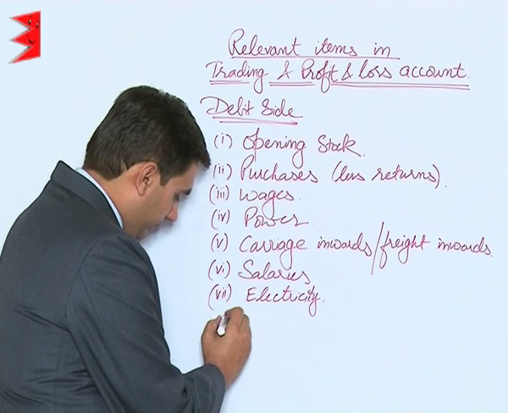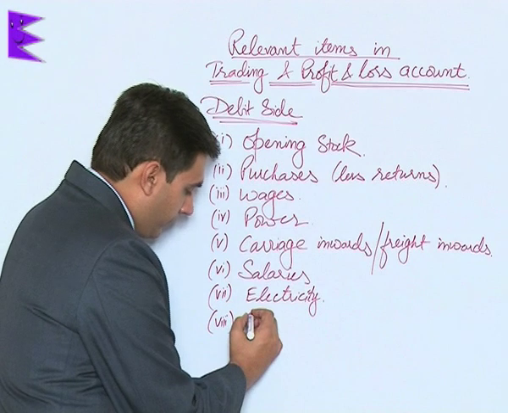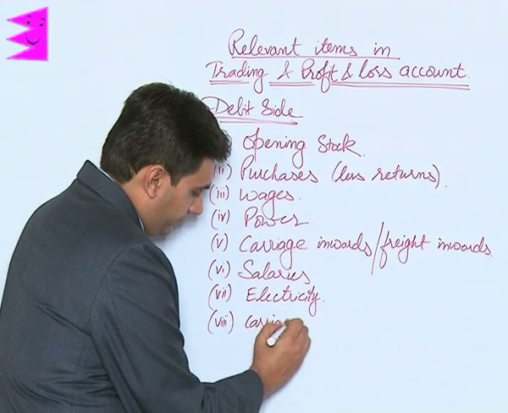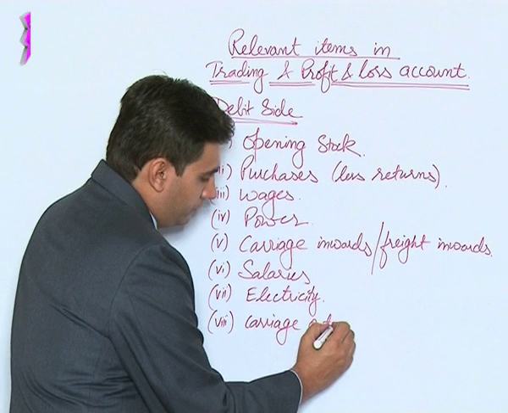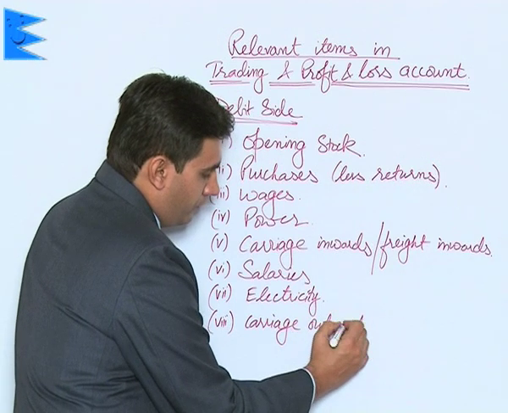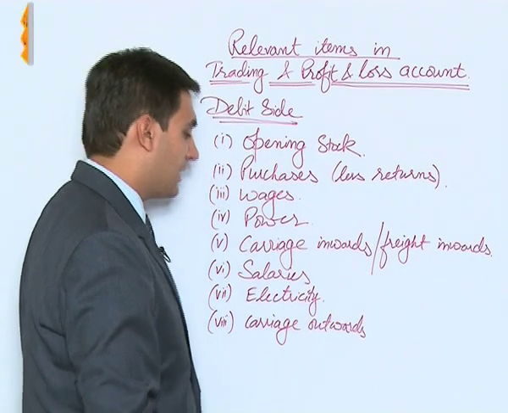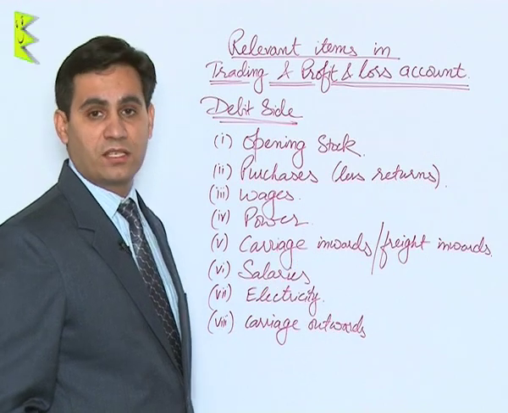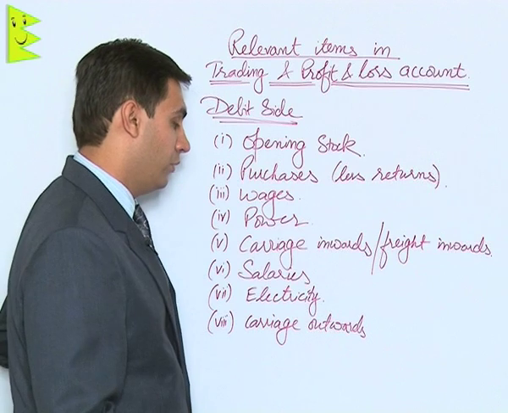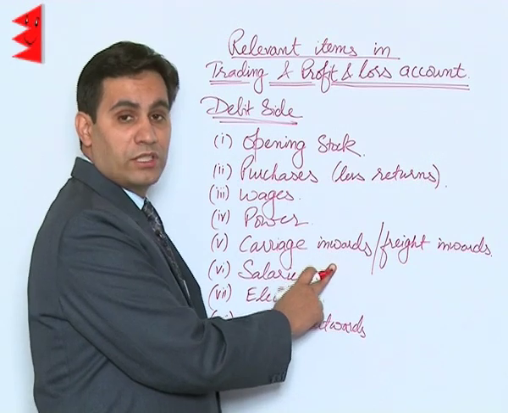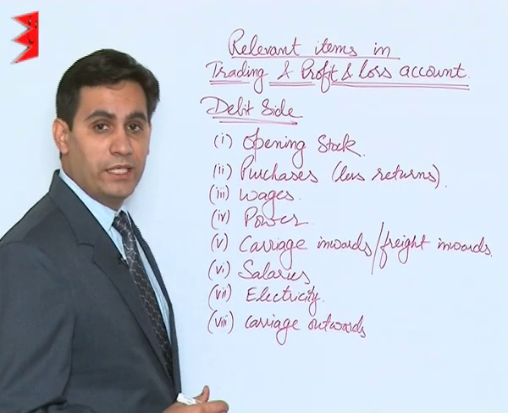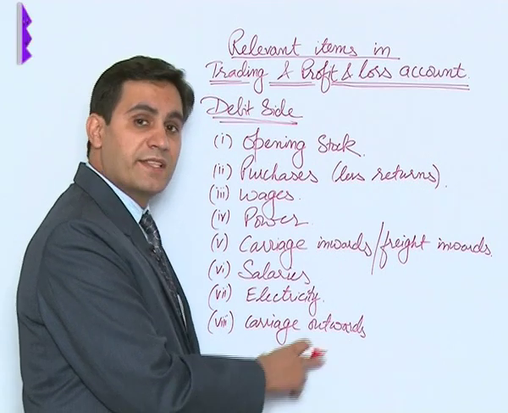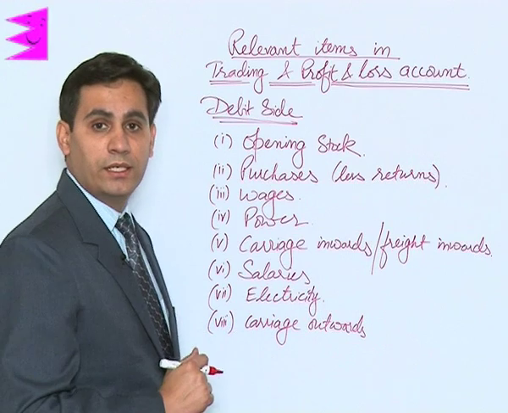Then we can have carriage outwards. Now students, understand here that any carriage that is incurred on purchases is called carriage inwards and is recorded on the debit side. Similarly, any carriage that is incurred on sales is referred to as carriage outward. Since this is also an expense, hence on the debit side.